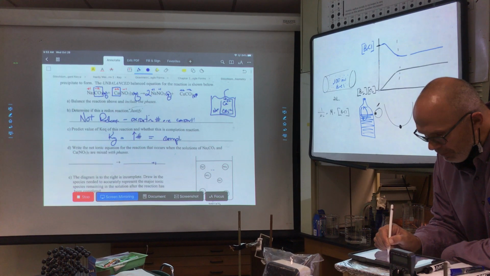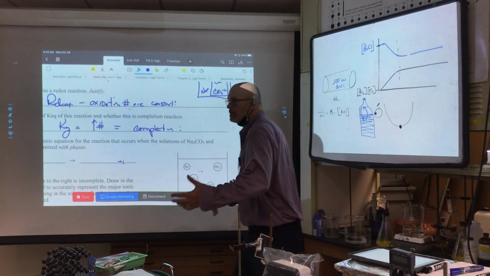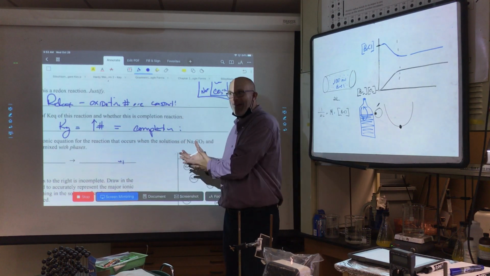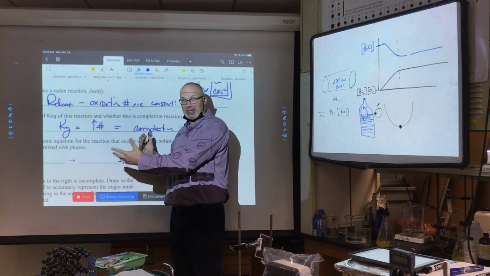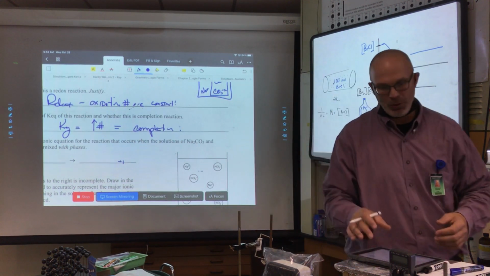So if you ever get a KEQ that's like 1 × 10⁵, ding, ding, ding, it's a completion reaction. And one of your two compounds is going to go to 0, correct? We're going to have that. That's what I wanted to give you today. Cool.